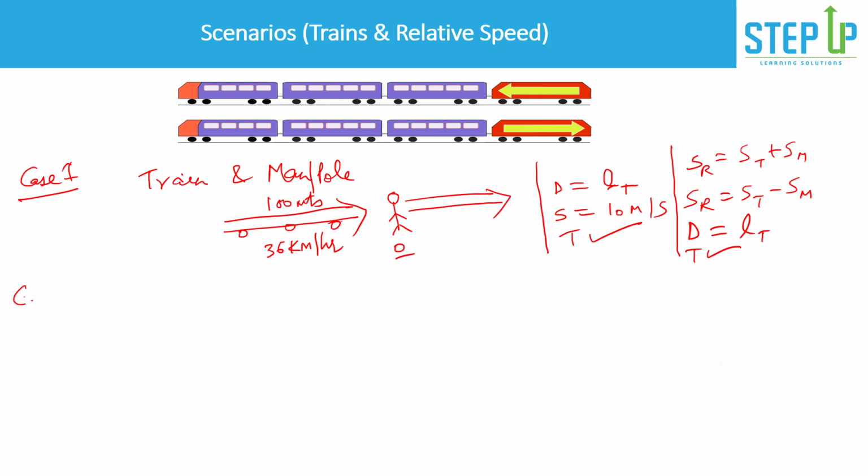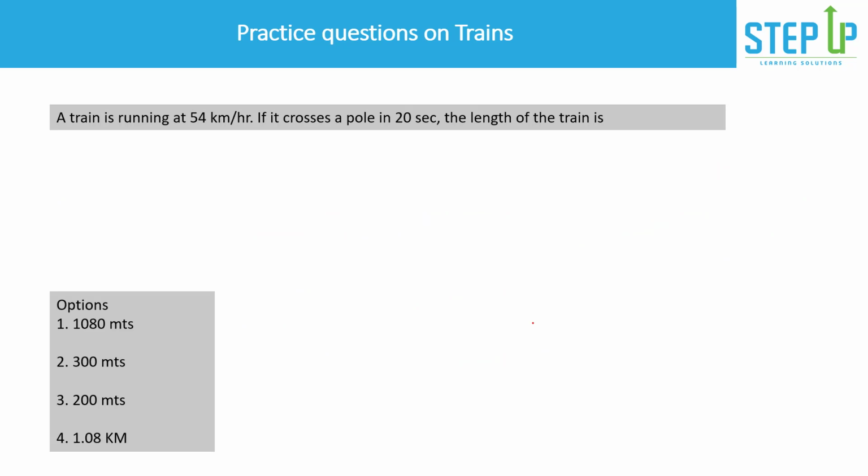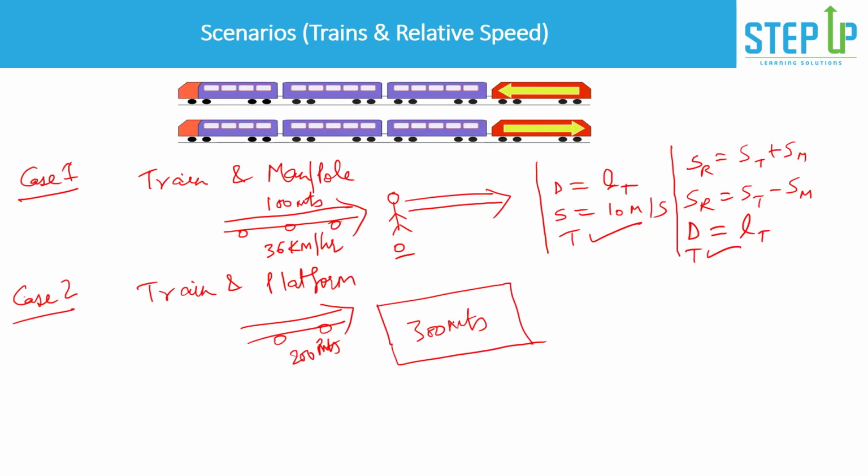This was case 1. Now let me take case 2, wherein they say there's a train and let's say there's a platform. So the question would be, there's a train which is in a certain direction, and can you tell me how long will the train take to, let's say, pass this platform? So the train is, let's say, 200 meters, whereas the platform is, let's say, 300 meters. Now in this case something changes.